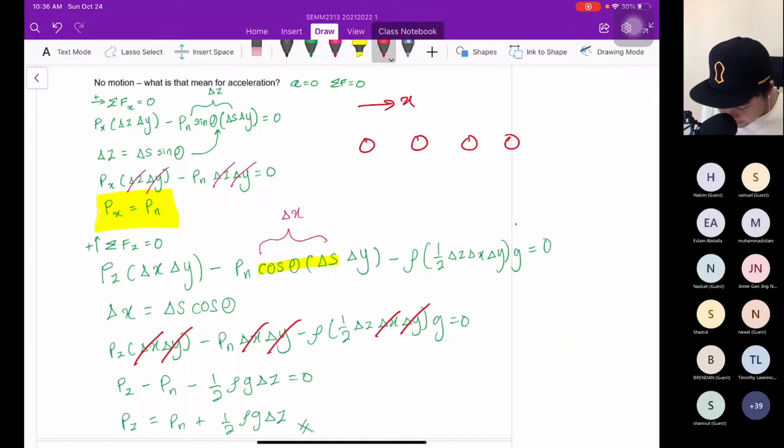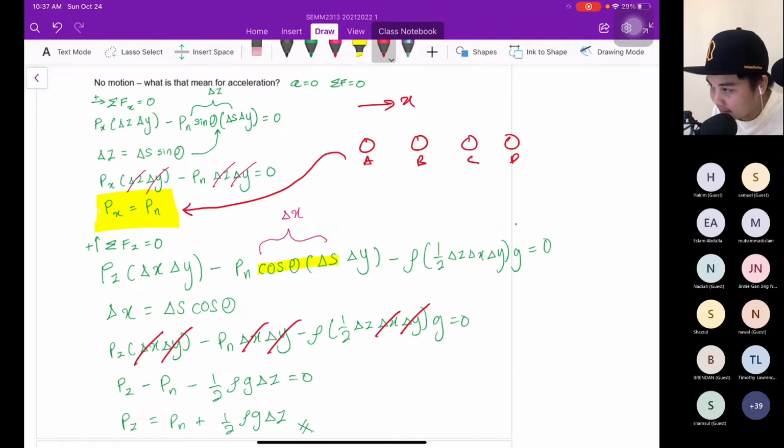What do you think the pressure here? The pressure at this particle A, B, C, D. Is it the same or different? Same, because this equation proves, right? Any pressure in X direction is equal. This is equal to Pn. This is Pn, Pn, Pn, the same.